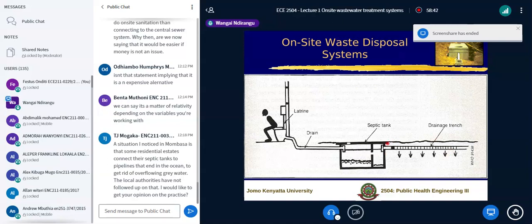Let me take your question, Mogaka. You've noticed a situation in Mombasa where residents connect their septic tanks to pipelines that end in the ocean to get rid of the overflowing waste, and the authorities have not followed up on that. You would like my opinion on that practice. Interesting. Not only in Mombasa; if you look at most of the old towns, they used to have a pipeline from the septic tanks that took their water to the ocean.